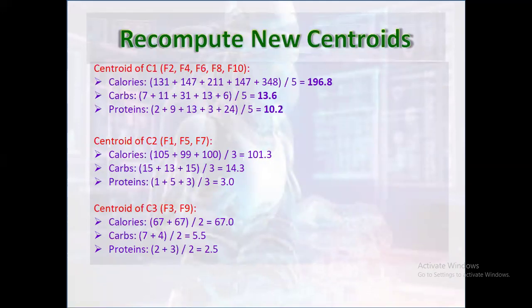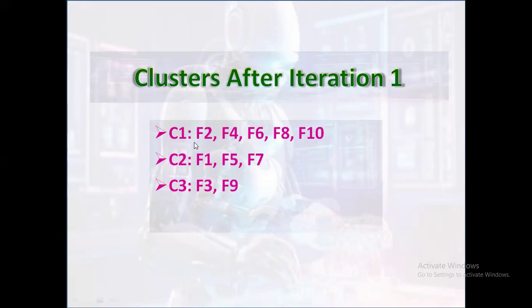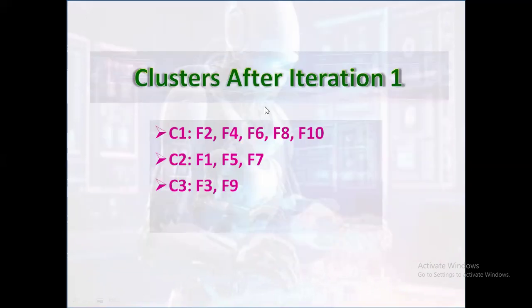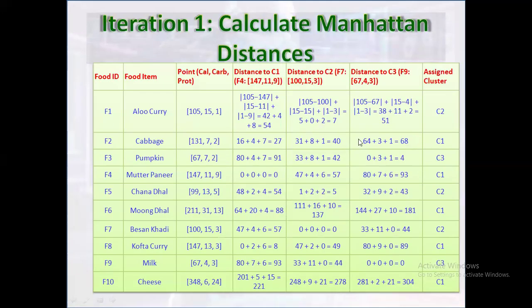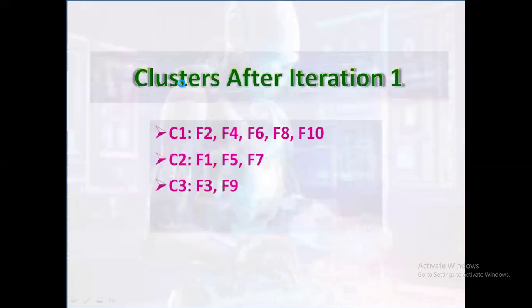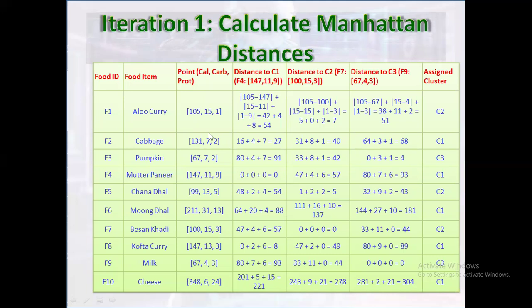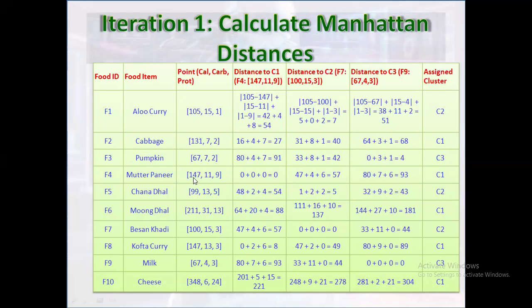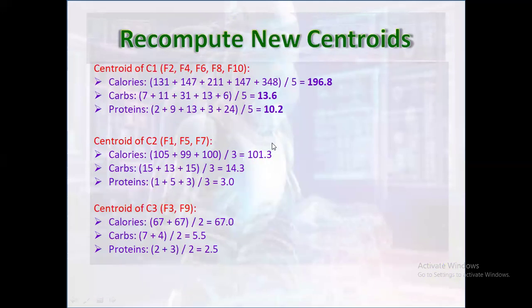Next, we have to recompute the new centroids. How are you going to compute the new centroids? For C1 we found F2, F4, F6, F8 and F10, and all these values we have to take. Considering the color alone, what are all the values? F2 is 131, F4 is 147, F6 is 11. Like that we have to add all the values. How many values are there? 1, 2, 3, 4, 5, so divide by 5.